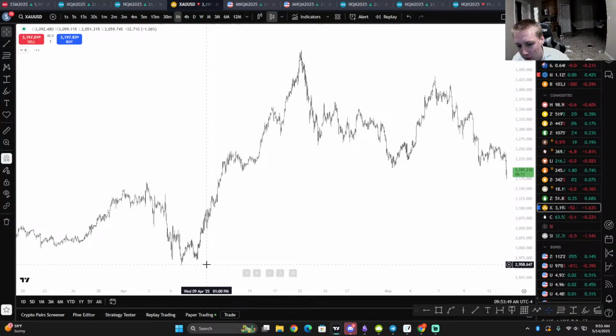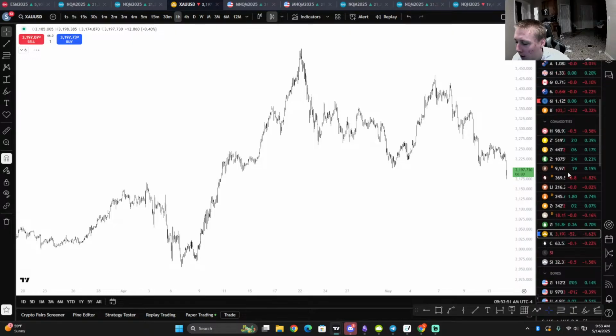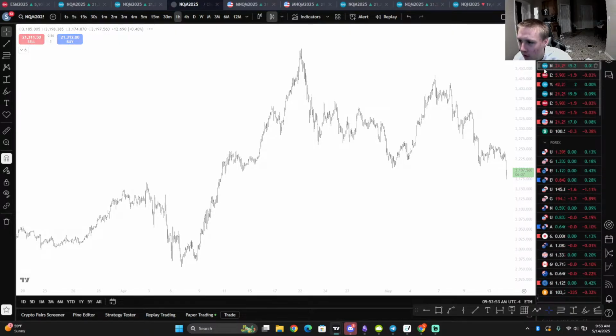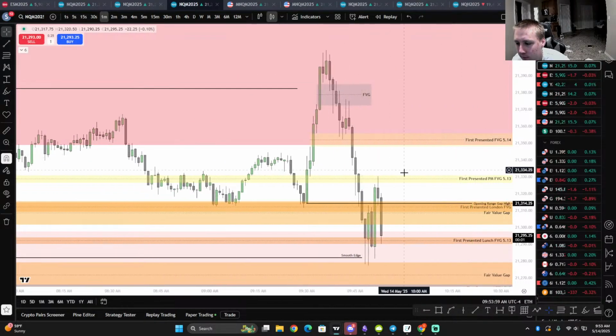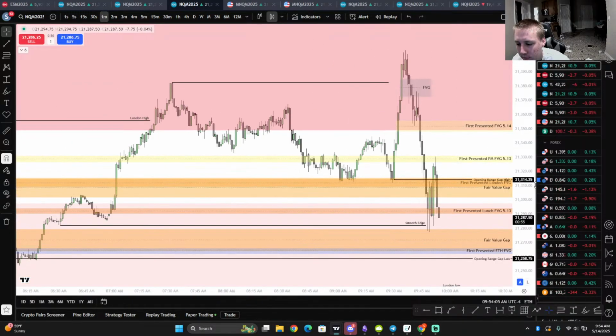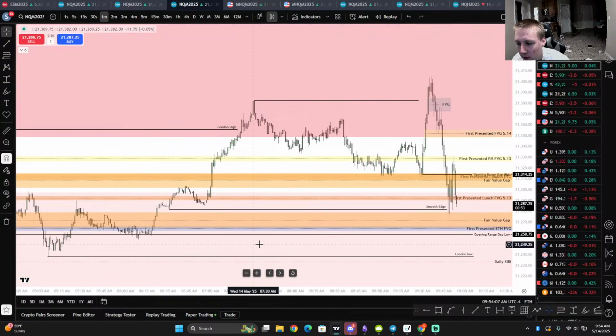You have some nice relative lows here, but I don't care to really chart up gold. I only care about NQ, ES, YM. Look at this random fair value gap. Also that 930 fair value gap. Now it looks like we want to stay heavy to London low. Let's study that.